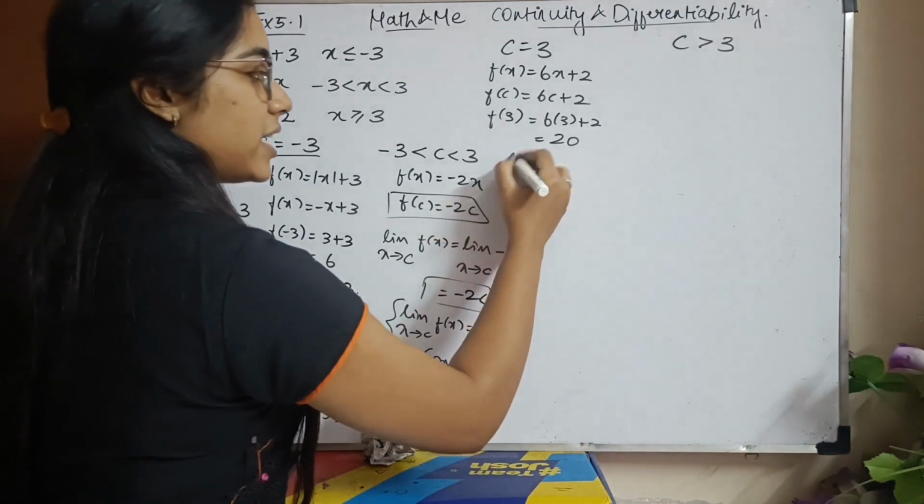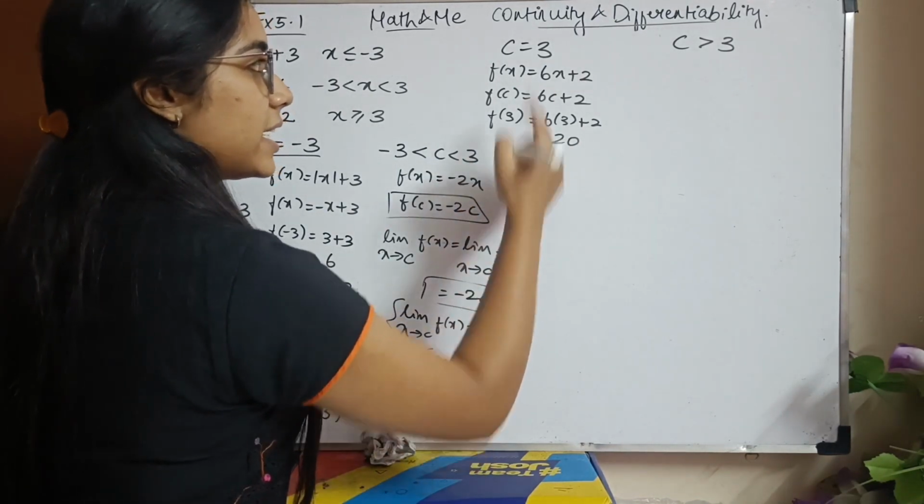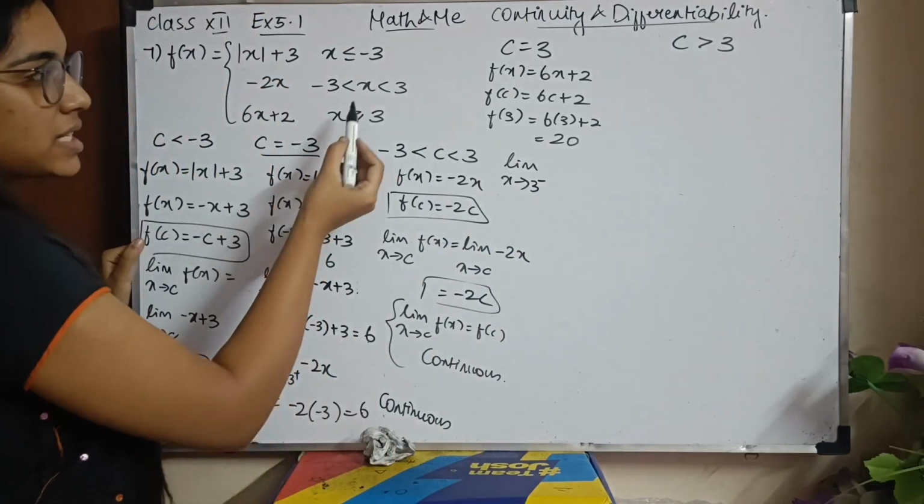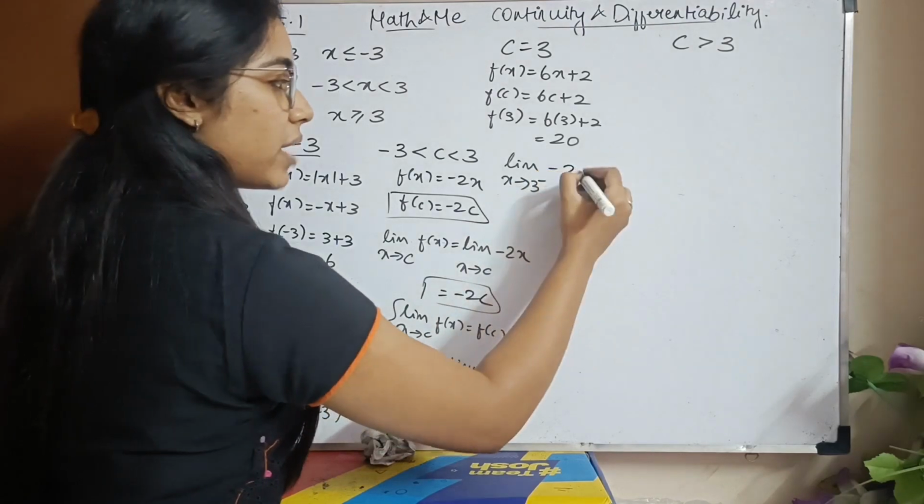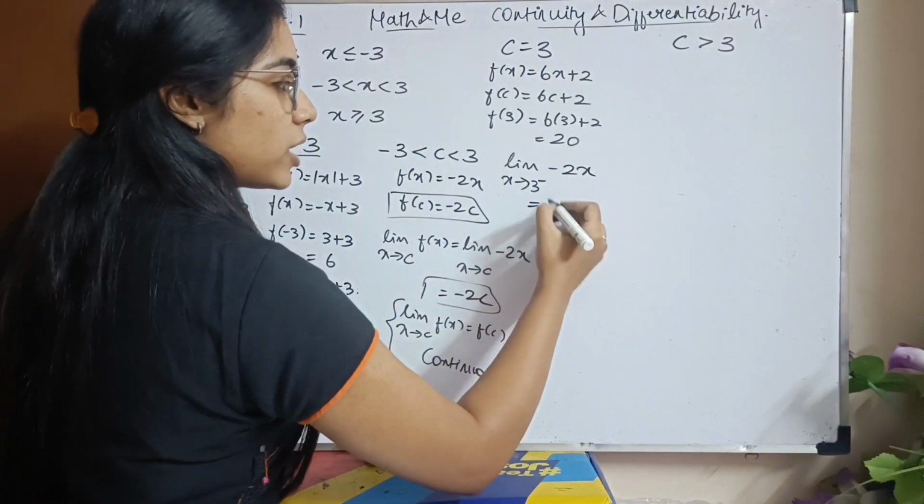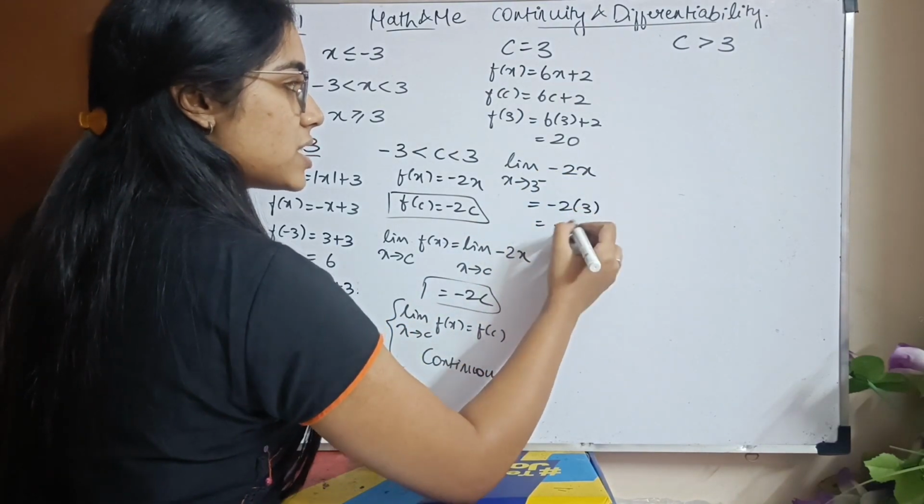Now left hand limit, right hand limit. So I have limit x tends to 3 minus. 3 minus means I'll have the values which are less than 3. So I take that in the condition, correct? So I'll have minus 2x. When I substitute the value, what will I have? Minus 2 into 3, which is minus 6.